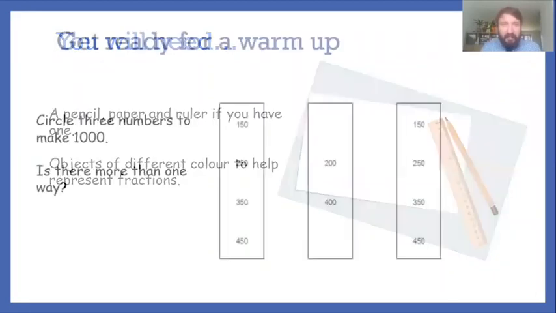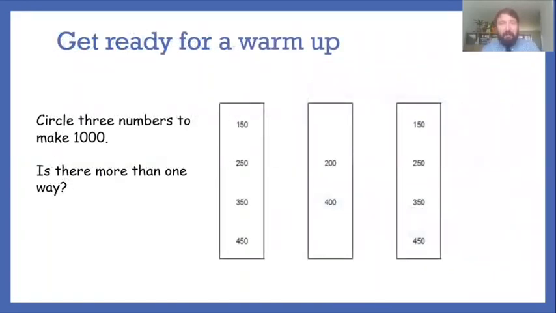Okay, let's crack into our warm-up then. It says here, circle 3 numbers to make 1,000. Is there more than one way? Have a go at this, and I will see you in about 30 seconds.